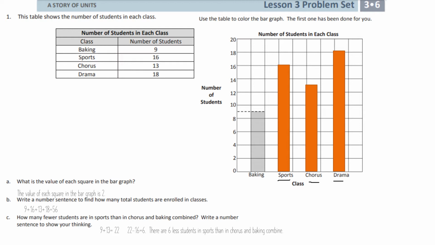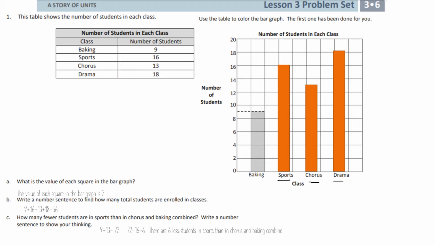Then, what is the value of each square in the bar graph? Like I said, I would have liked you to change it into a sentence. So I said the value of each square in the bar graph is 2. B, it says write a number sentence to find how many total students are enrolled in classes. So I said 9 plus 16 plus 13 plus 18 equals 56.